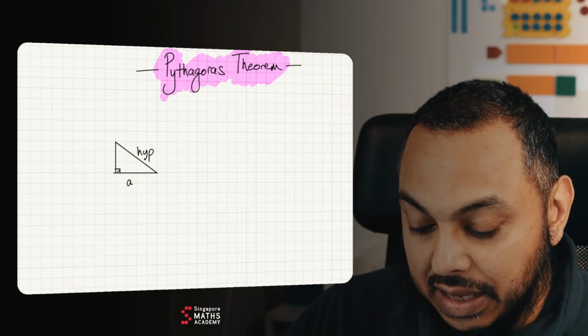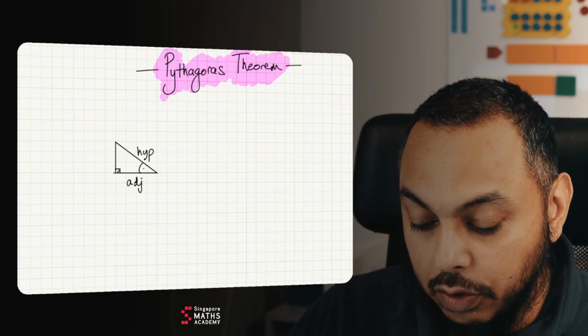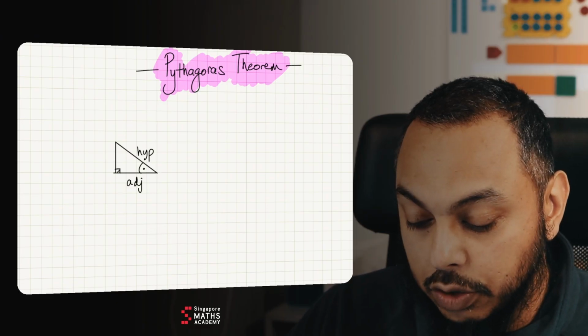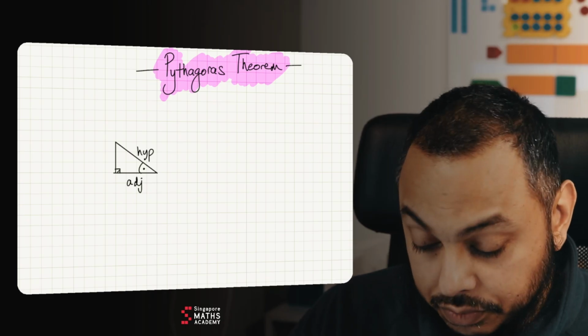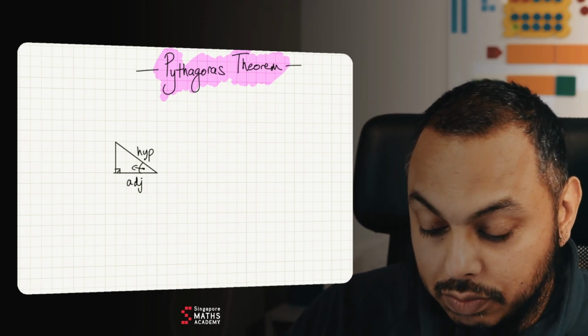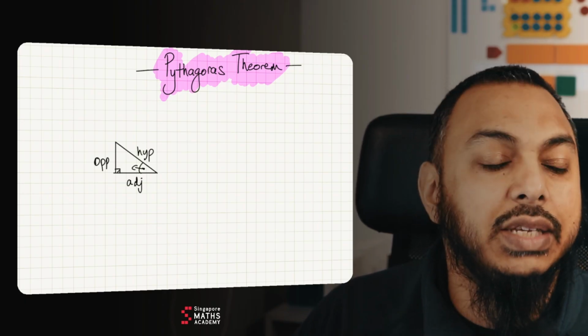We've got this as adjacent to this angle. If that's an angle that we don't know, if that's an angle that we're focusing on, below that is an adjacent side. And opposite to this angle is called the opposite. Right, so we've got hypotenuse, opposite, adjacent.